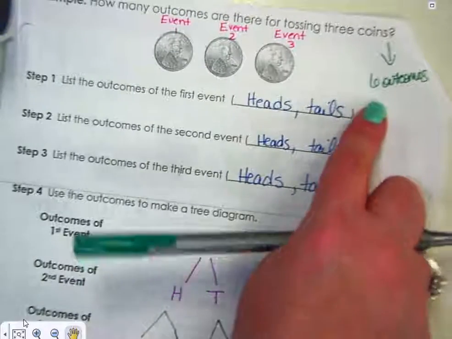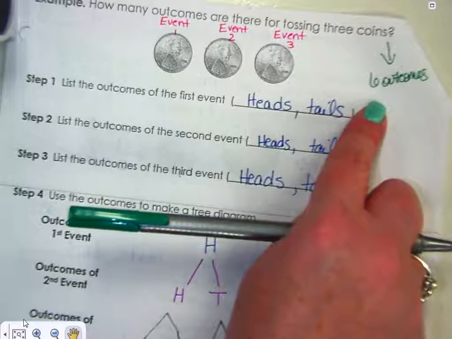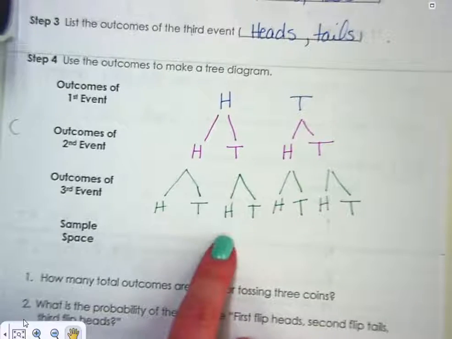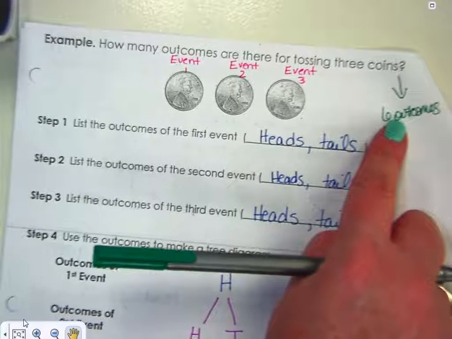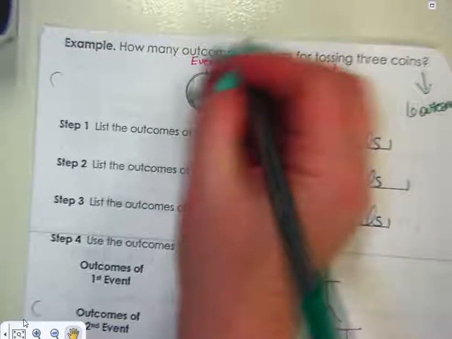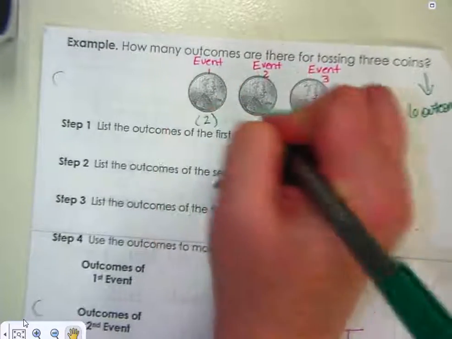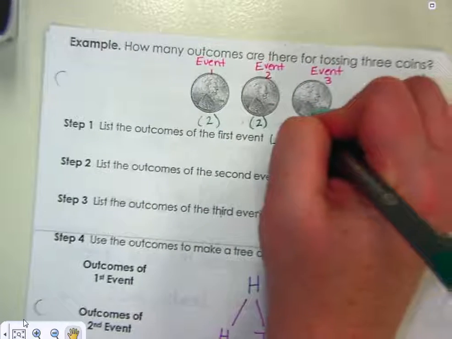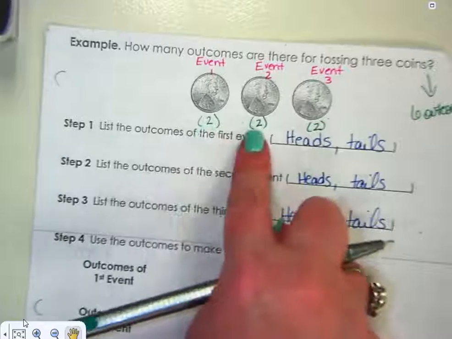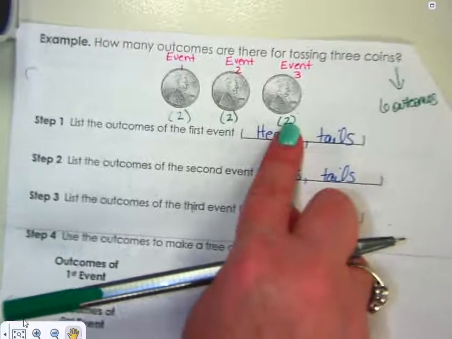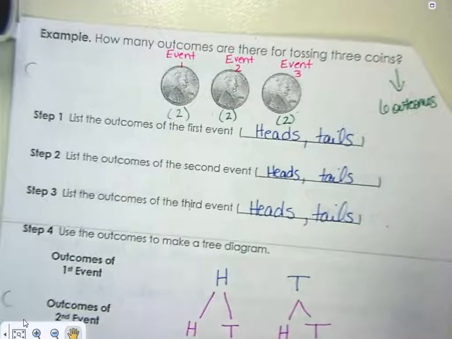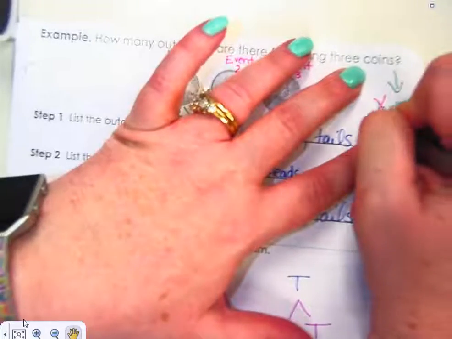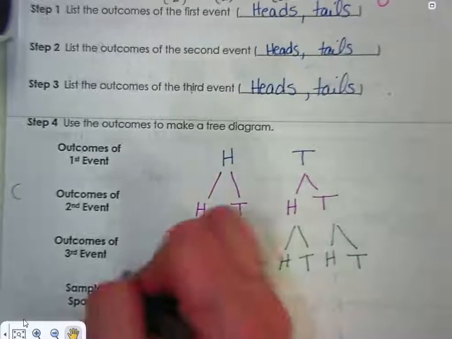So is our 6 outcomes right here? What did we find here? We found 8. Why is this not right? Why is there not 6 outcomes? How do we find the outcomes? How many were for event 1? And how many for event 2? And how many for event 3? 2 times 2 is 4. 4 times 2 is 8. So is our 6 outcomes right? Nope. And we proved that down here with our tree diagram.